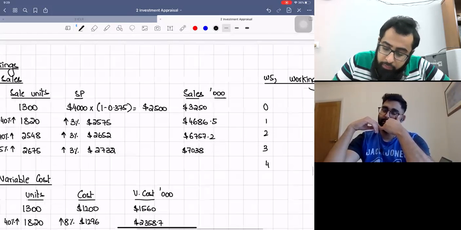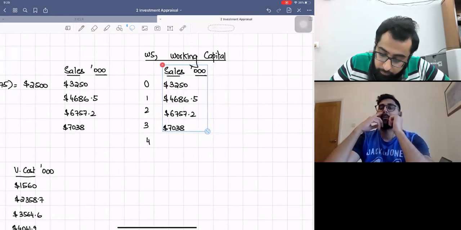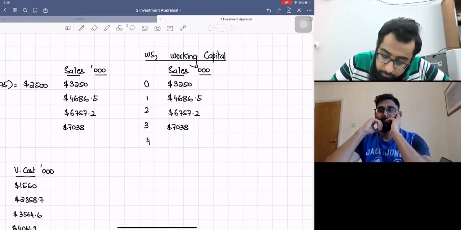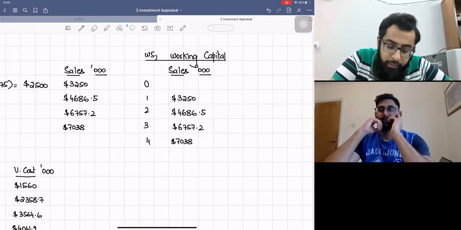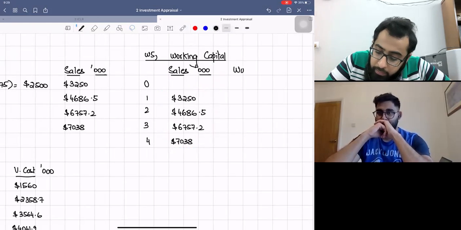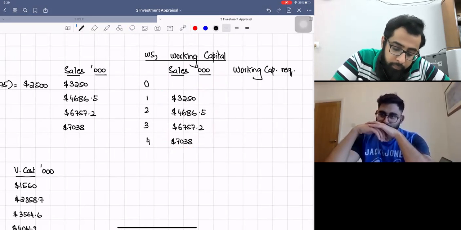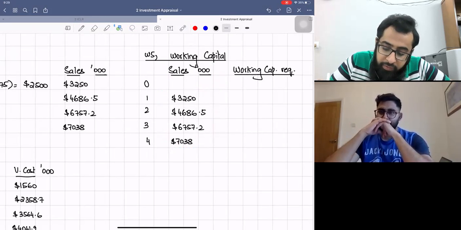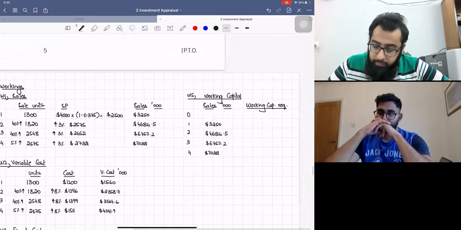Now these are my sales revenue, which we already calculated. So what I will do is simply copy and paste it here. Now this is my sales revenue. Now working capital required is 15%.